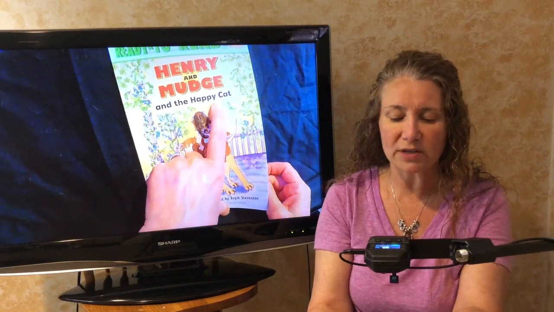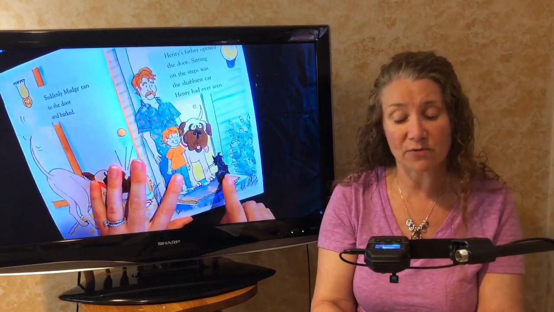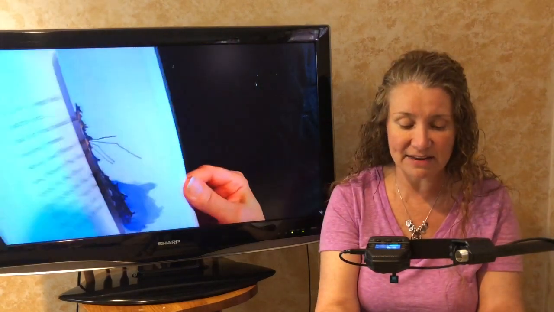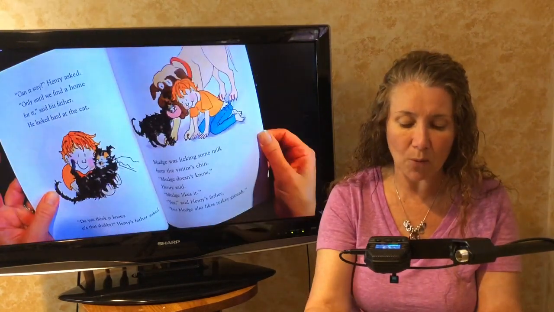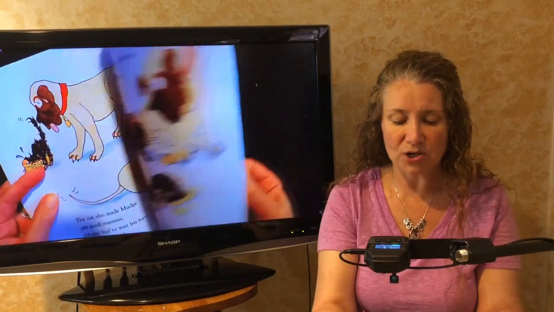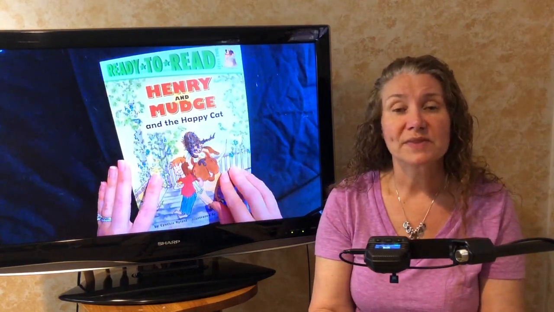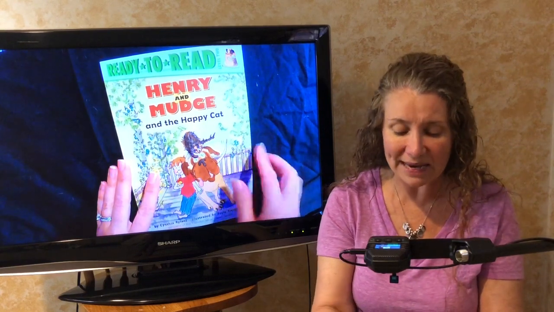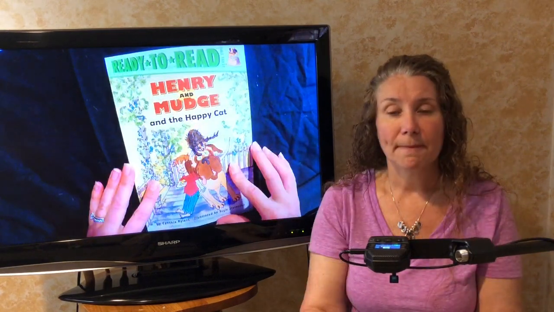That's why it's called Henry and Mudge and the Happy Cat. This is a new character for the Henry and Mudge books, but it was introduced in the beginning. And then the rest of the book goes on to talk about what happens with the cat and Mudge and Henry. I wanted to use this book to show you that it is important to introduce your characters, at least your main characters, right away in your story.